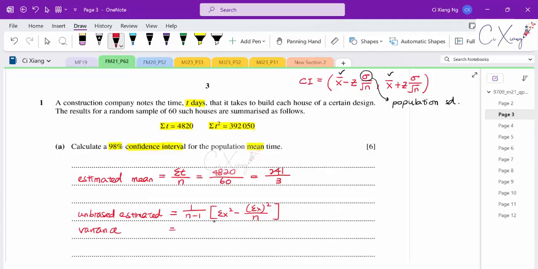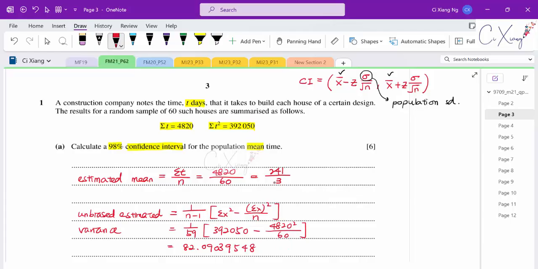If I substitute in all the values, I will have 1 over 59, then 392050 minus 4820 squared divided by n, where n is 60 here. If you press the calculator, you'll get a long value. I'll keep the long value as it is, because I want to make sure that my final answer later is as accurate as possible. So this is my unbiased estimated variance.